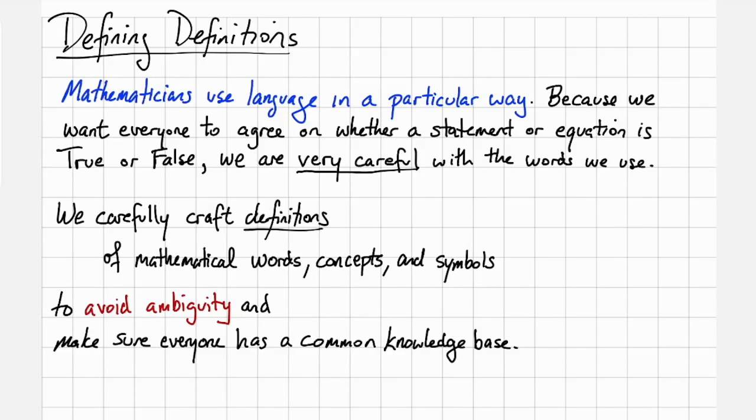Before we get too far into the mathematical content of this class, I thought it would be useful for us to take a detour and talk about how mathematicians use language differently than other subjects. Mathematicians use language in a particular way. Because we want everyone to agree on whether a statement or an equation is true or false, we are very, very careful with the words that we use. We're so careful that we carefully craft definitions of mathematical words, concepts, and symbols so that we can avoid ambiguity, so that we can make sure that everybody is on the same page, everybody has a common knowledge base, and everybody knows what everybody else is talking about.